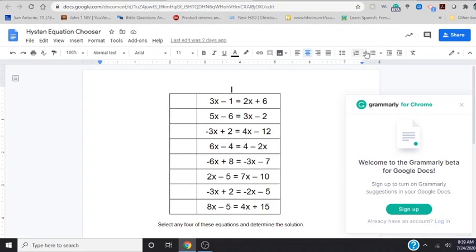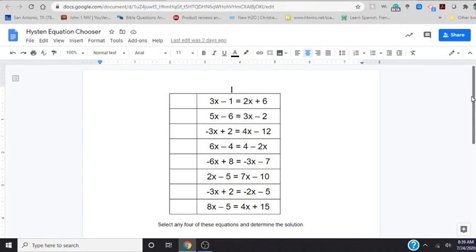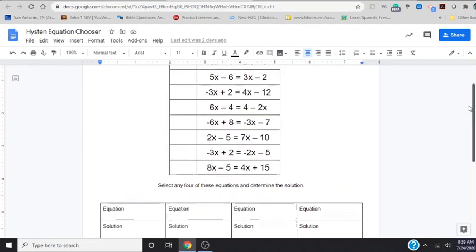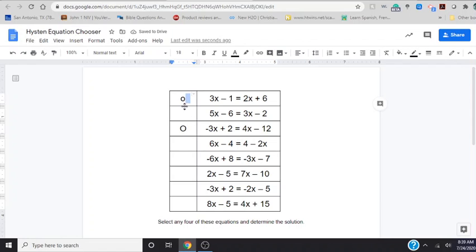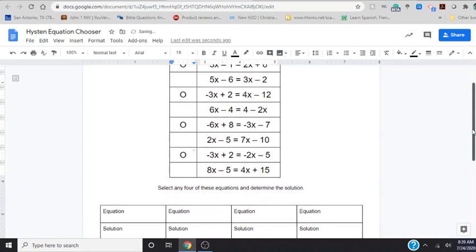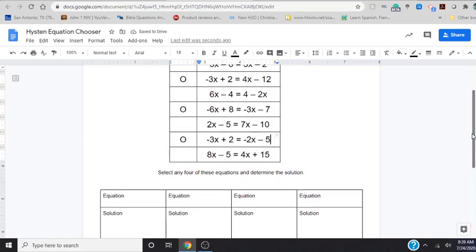And then for the equation chooser, it's very, very similar, okay? It says, select any 4 of these equations and determine the solution. So let's say you pick this one, this one, and that one. Okay, I'm going to put something there just so it's easy to see real quick. I'm putting like a capital O, just so you know which ones I'm picking. You could color these, put a square, triangle, whatever. Okay, it says pick 4. I picked those 4.